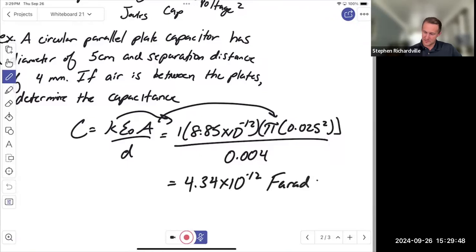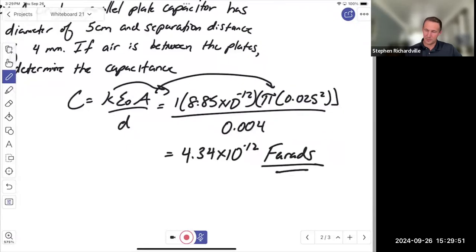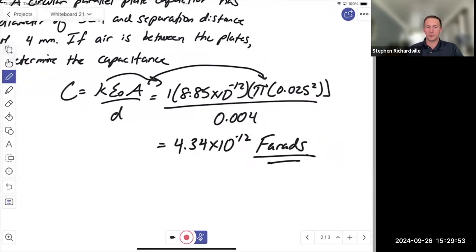Capacitance is measured in farads. Capital F. Almost like force, but we'll call it farads. So what would this be? Pico, like 4.34 picofarads. Right? Pico would be 10 to the negative 12. Is that okay? So capacitance is a little bit funky.